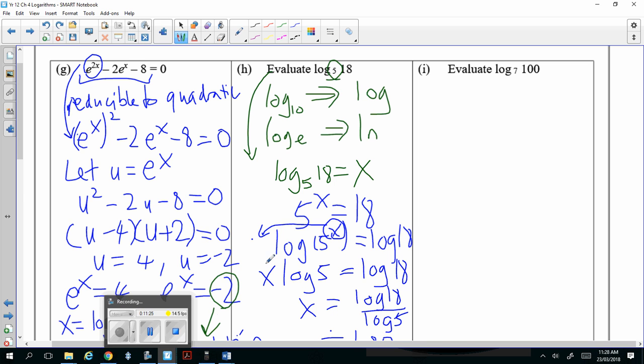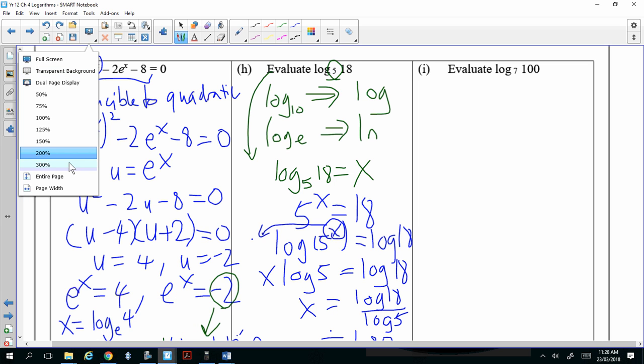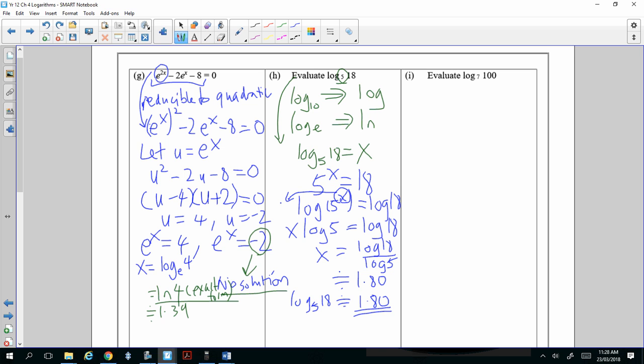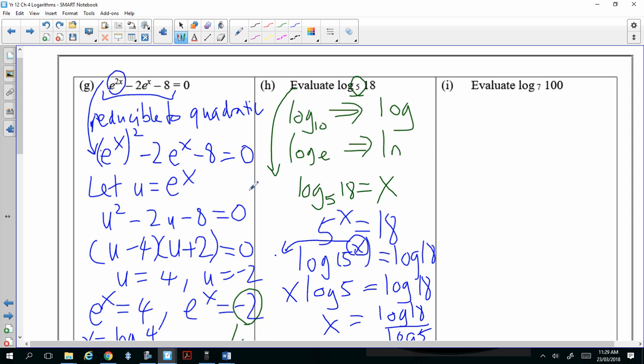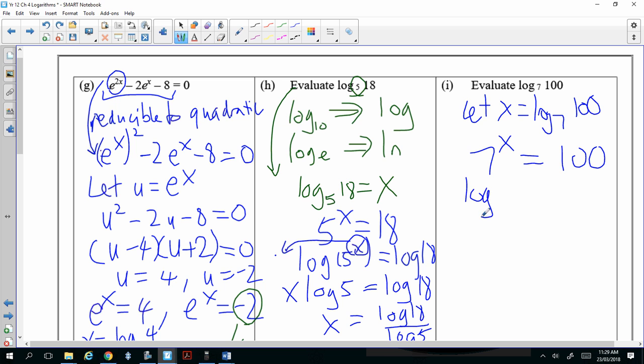Go through this. So we go smaller. Okay, so what you do is you let this be x, and then you write it in the index form, and then you log both sides. Like that, log both sides, and then that x goes down, and then you divide by log 7, and you get your answer.